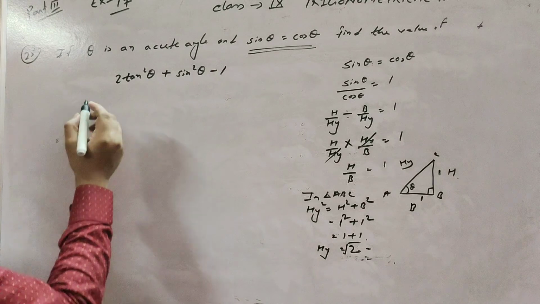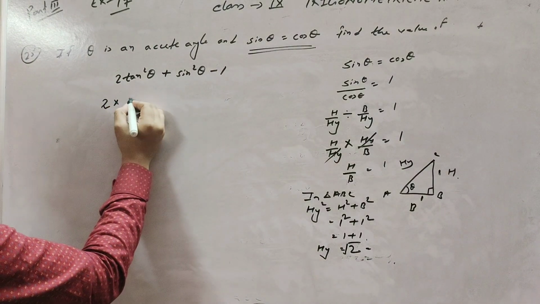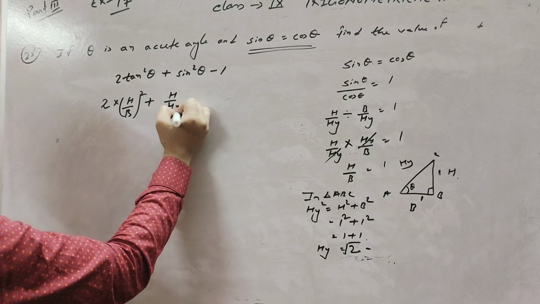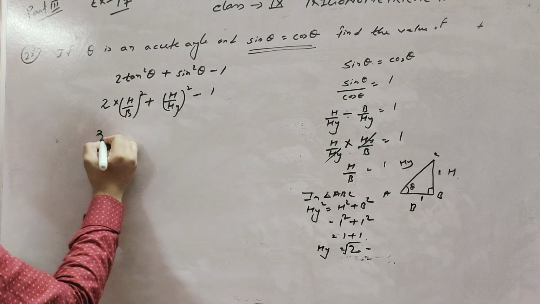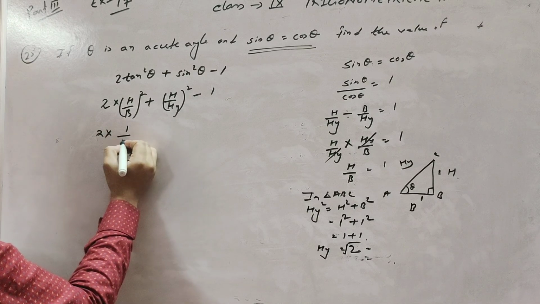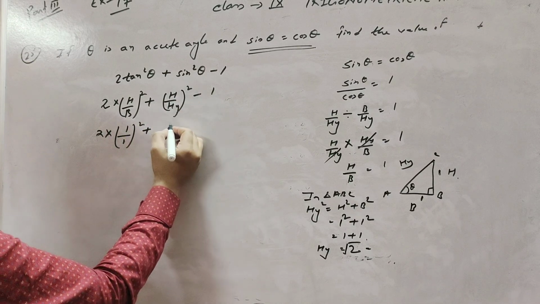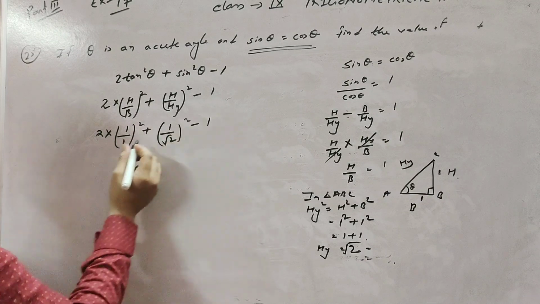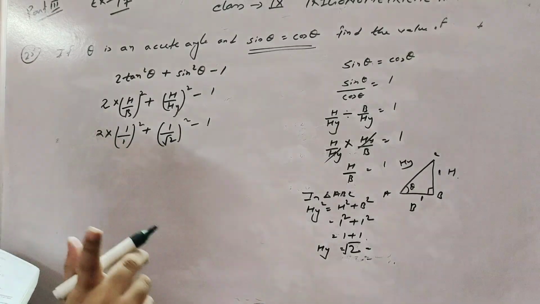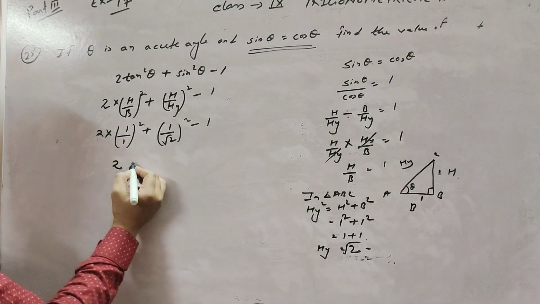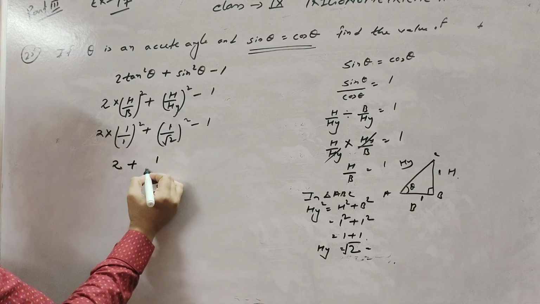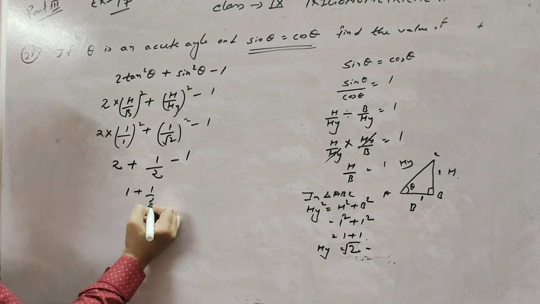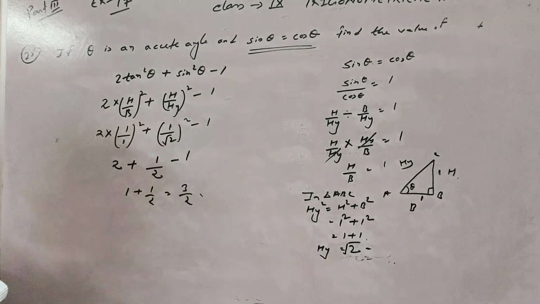Okay. Now 2 tan square theta, tan means (height by base) square, plus sin square theta, that is (height by hypotenuse) square, minus 1. So 2, height is 1 and base is 1 square. Sin, height is 1 and hypotenuse is root 2 square, minus 1. So 1 divided by 1 is 1, 2 into 1 is 2, plus 1 square is 1, root 2 square is 2, minus 1. So 2 minus 1 is 1, plus half, that is 3 by 2. Okay, note.